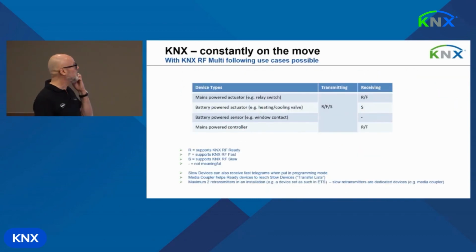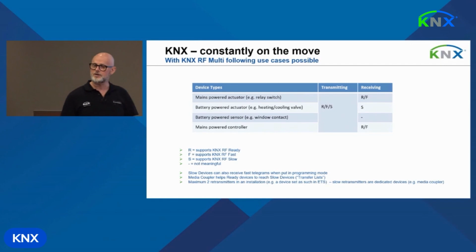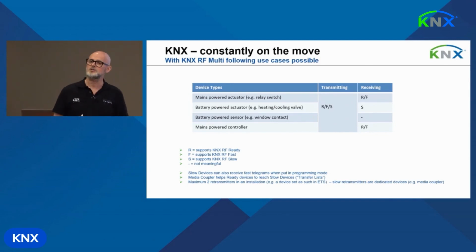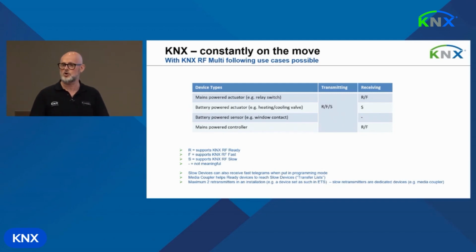Okay, so I have drawn here a table, which some of you, if you are dealing with KNX training, may recognize. This is part of the KNX radio frequency chapter in the standardized course material. If we look at the different product types that could exist in a radio frequency system, then in KNX radio frequency multi, transmitting devices should be able to send ready messages, multi fast messages, as well as slow messages.